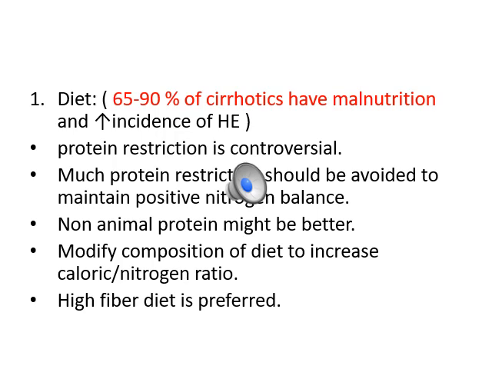Regarding diet, I have to address that about 65 to 90% of cirrhotics have malnutrition, which increases the incidence of hepatic encephalopathy. Protein restriction in patients with encephalopathy is controversial. Some centers allow protein even in patients with hepatic encephalopathy, others prohibit it completely for a certain duration. Much protein restriction should be avoided to avoid malnutrition and to maintain positive nitrogen balance. Non-animal protein in general might be better. Modify the composition of the diet to increase the caloric nitrogen ratio. In general, a high fiber diet is preferred, including an increased amount of vegetables and fruits.